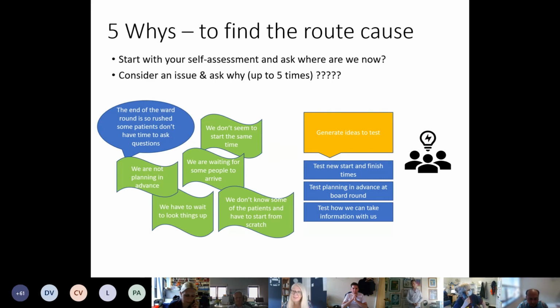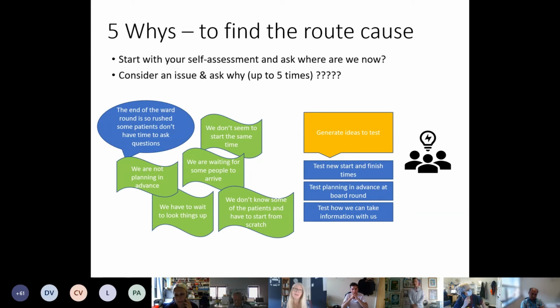So the 5 whys is a simple way to start to find the root cause. When you've done your self-assessment, you can ask, where are we now? With one of the issues you might have highlighted from your self-assessment, you can consider the issue and ask yourself as a group, ask why up to 5 times. It might sound a bit monotonous, but it's a way of generating ideas.